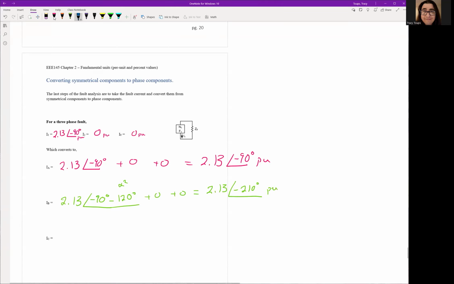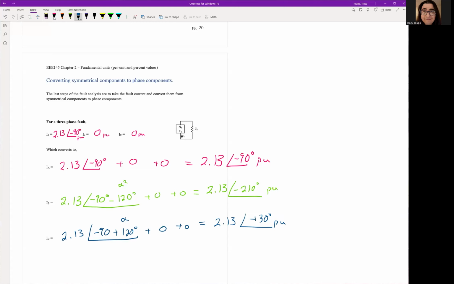And then lastly, we could do IC. This is going to be 2.13 angle negative 90, but we're going to have an alpha operator. This is the standard alpha, which is positive 120 degrees, plus 0 for the other I2 and I0. So this would be 2.13 angle, negative 90 plus 120, so that's positive 30 degrees. So this is our three-phase IA, IB, IC currents in per unit.